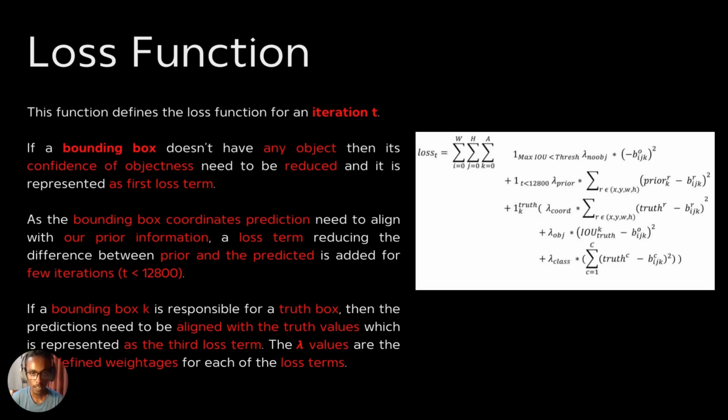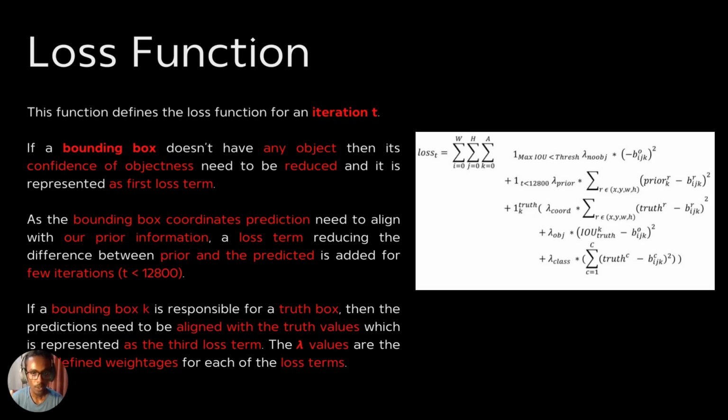So the first term in the loss function is going to try to minimize the loss for the confidence score. So the first part is just basically concerned about that specific task. And as the bounding box coordinates prediction needs to align with our prior information, a loss term reducing the difference between prior and the predicted is added for a few iterations.